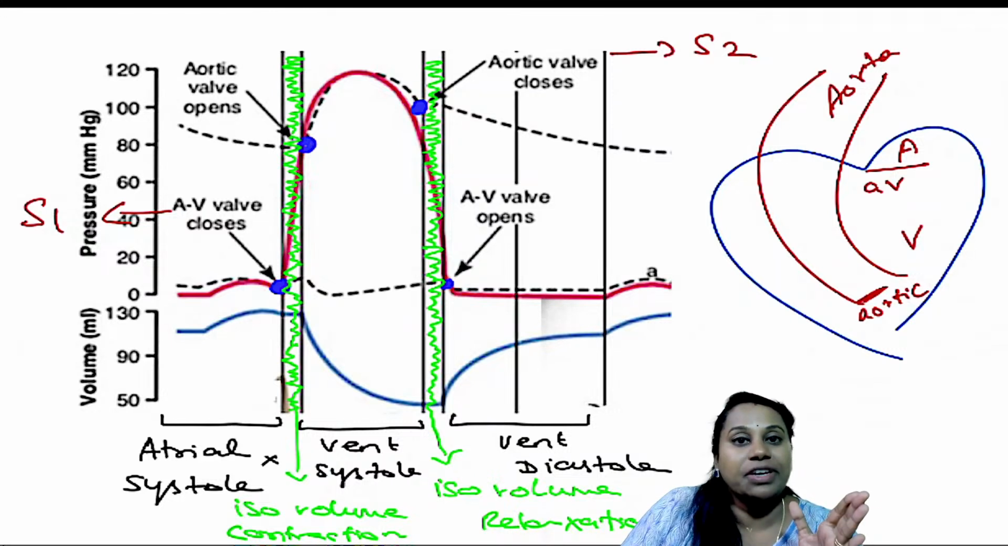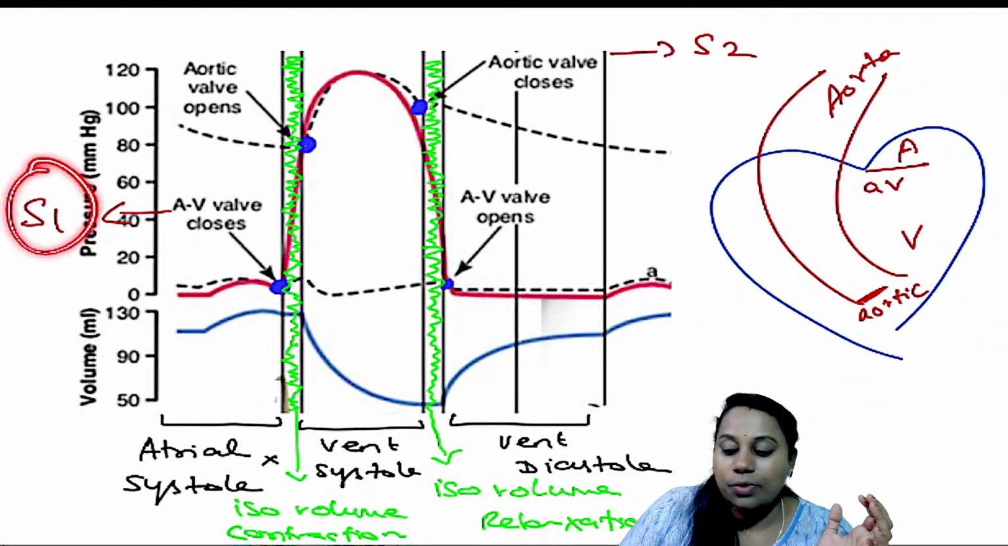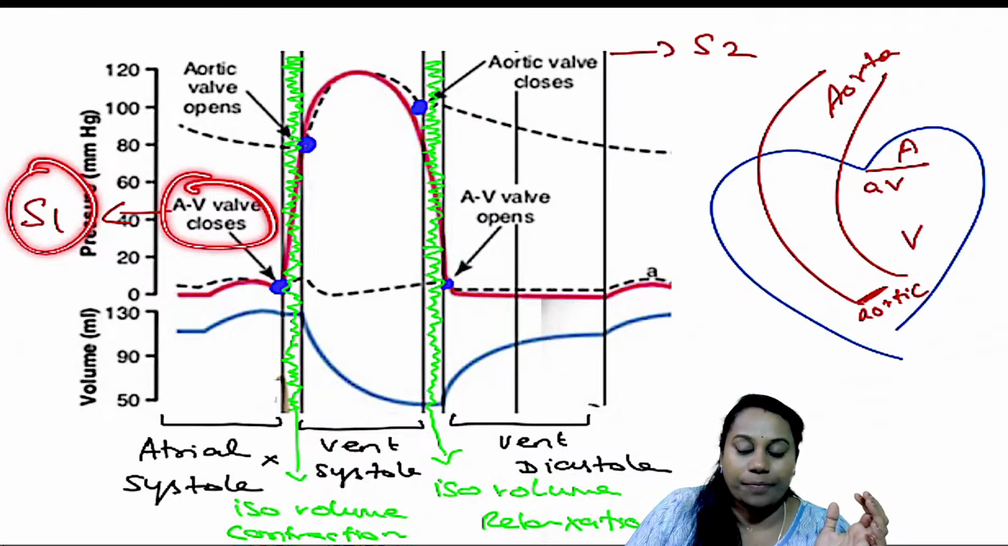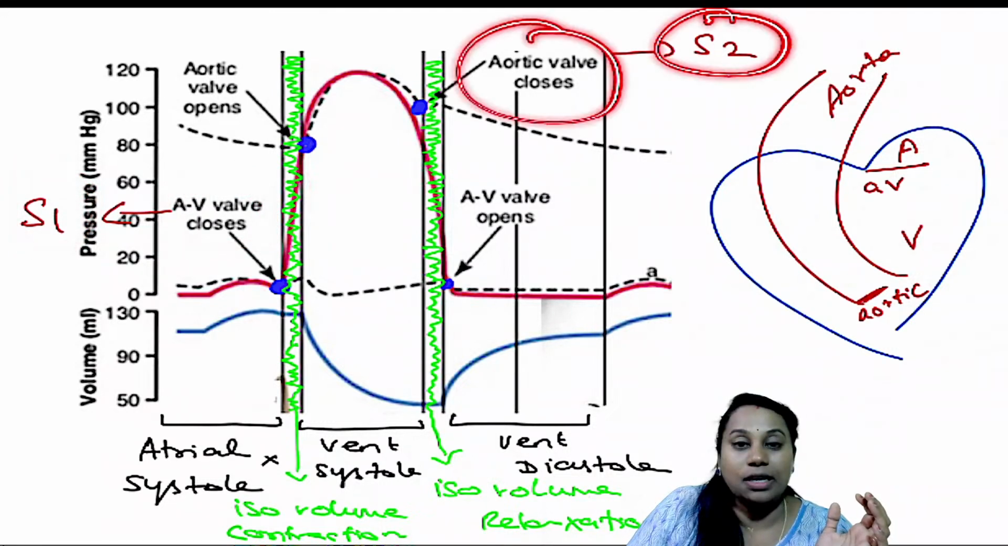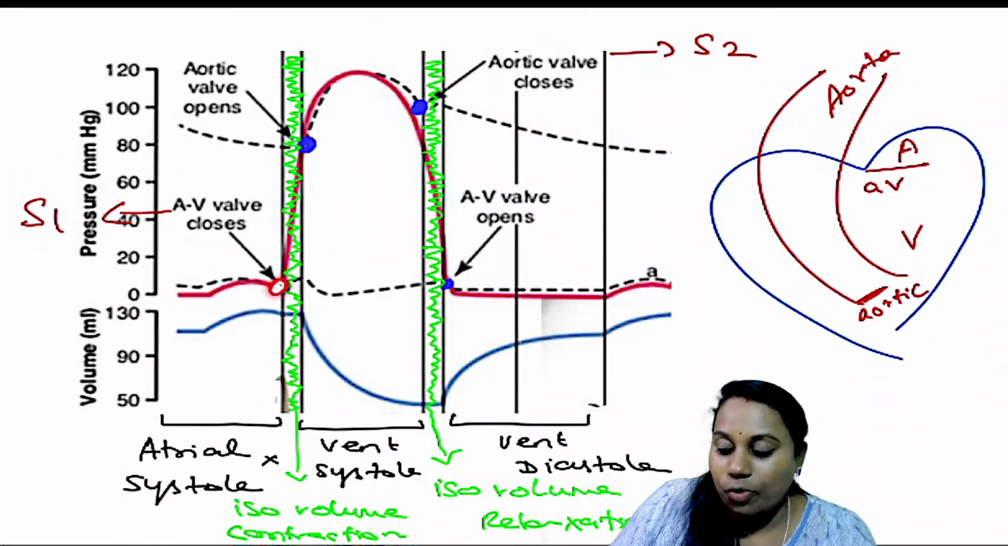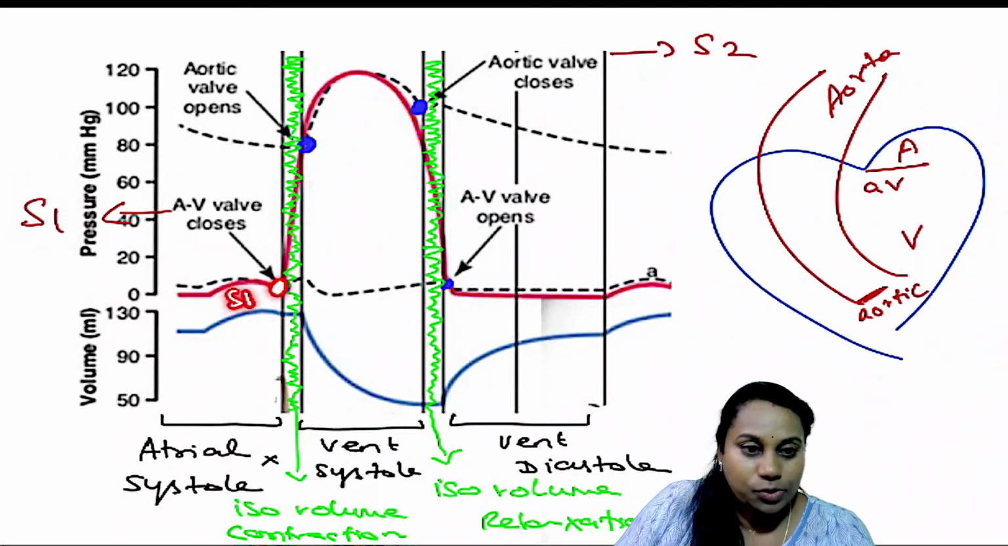Heart sounds are heard when a valve closes. First heart sound is heard when the AV valve closes. Second heart sound, S2, is heard when the aortic valve closes. So what is the question here? This is the point where you hear the first heart sound, S1.